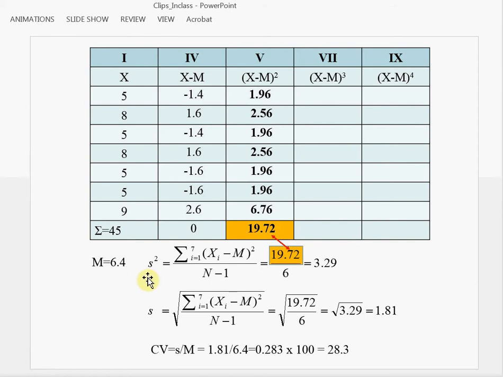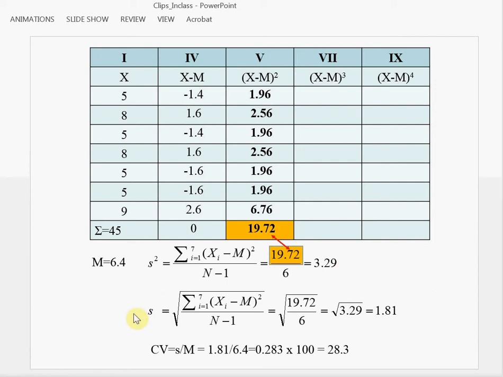When you come to calculate sample variance, from the class reading material, you know that this is the formula we should use. On the top, the numerator is the sum of squared deviations. So 19.72 goes here. At the bottom, the denominator is n minus 1, the number of cases minus 1. So 7 minus 1 is 6. 19.72 divided by 6 is 3.29. So sample variance is 3.29.